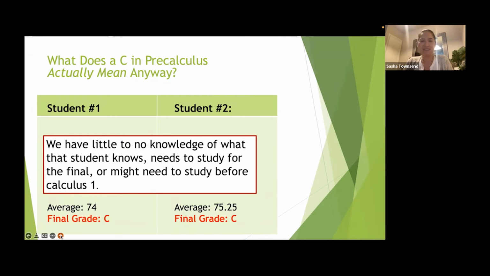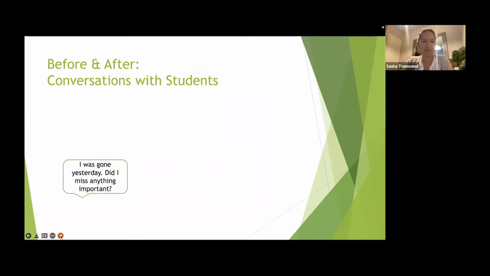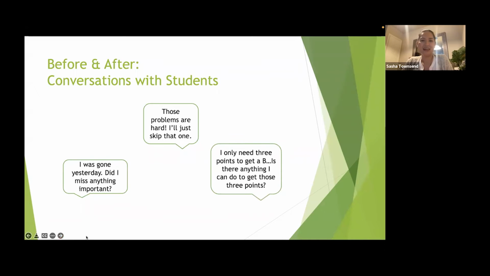Let me tell you about standards-based grading a bit. Before I used standards-based grading, we'd have these types of conversations. I was gone yesterday, did I miss anything important? These problems are hard, I'm just going to skip that one on the exam. I only need 3 points to get a B. Is there anything I can do to get those points?